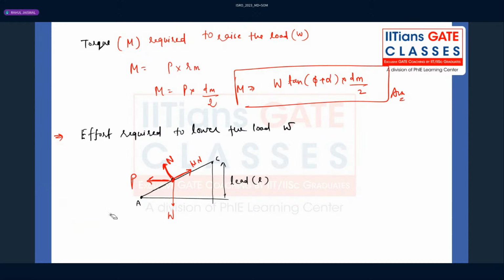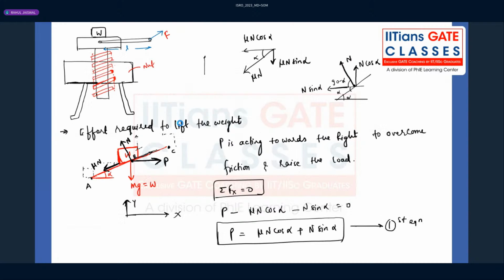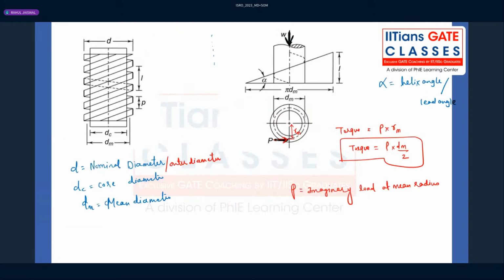Because I have shown in the diagram that it will be acting perpendicular to the load W. If you still have any doubt, you can see the load P is perpendicular to the load W. The load W is acting like this, your P is acting like this. Both are perpendicular to each other.